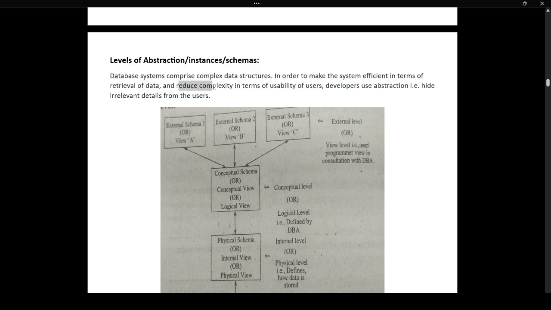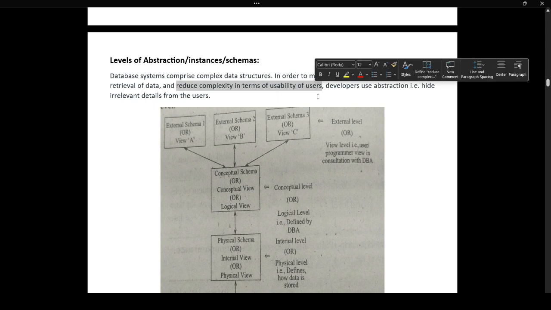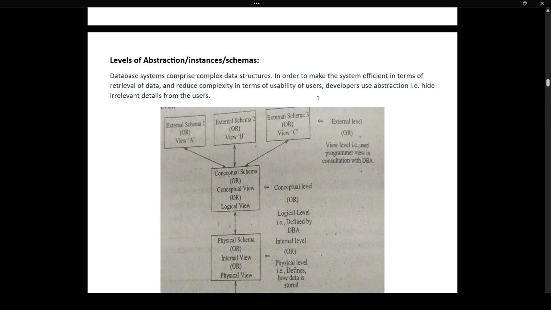and the complexity of usability, for example, if I have searched for food items and it is showing some other food ingredients also, this is unnecessary information. I don't need such type of information. If it gives unnecessary information, it is complicated to use, right? So to reduce that, developers use the abstraction concept, that means hiding the irrelevant details from the user. I think you got it, how abstraction plays an important role in the database, how these both are interlinked.